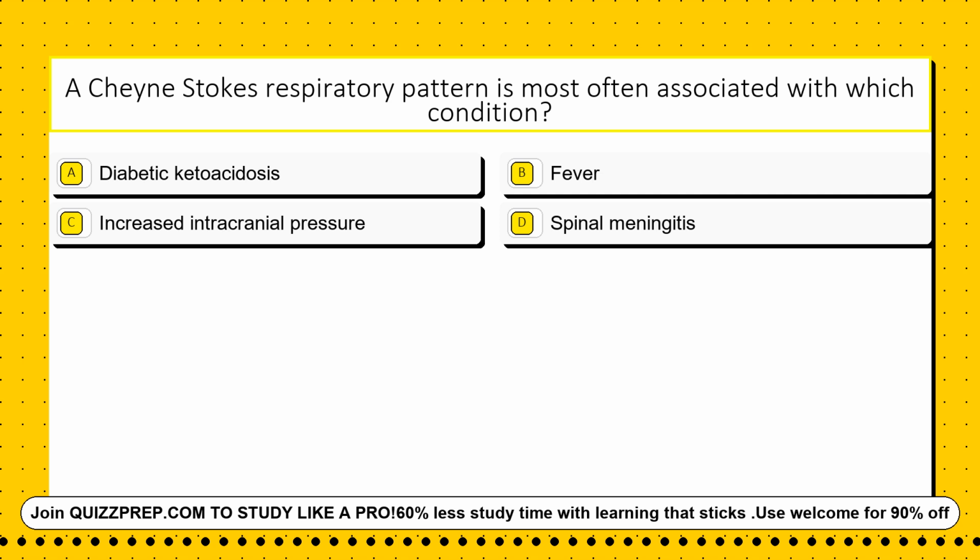Option A, diabetic ketoacidosis. Option B, fever. Option C, increased intracranial pressure. Option D, spinal meningitis.